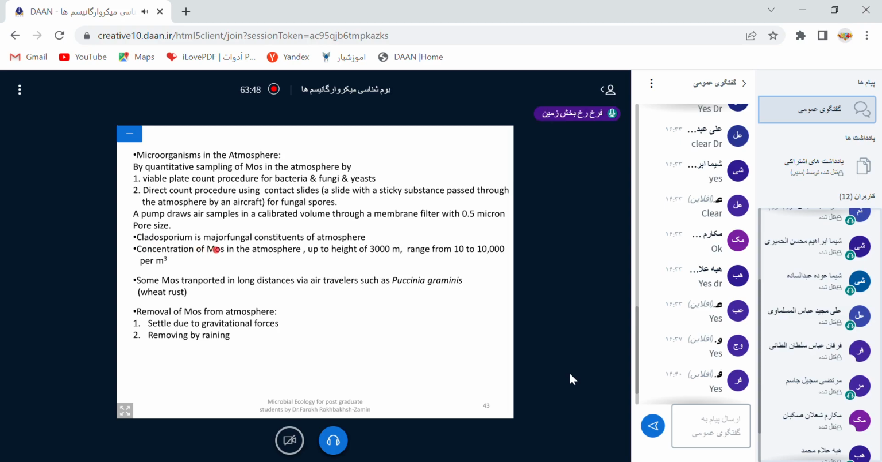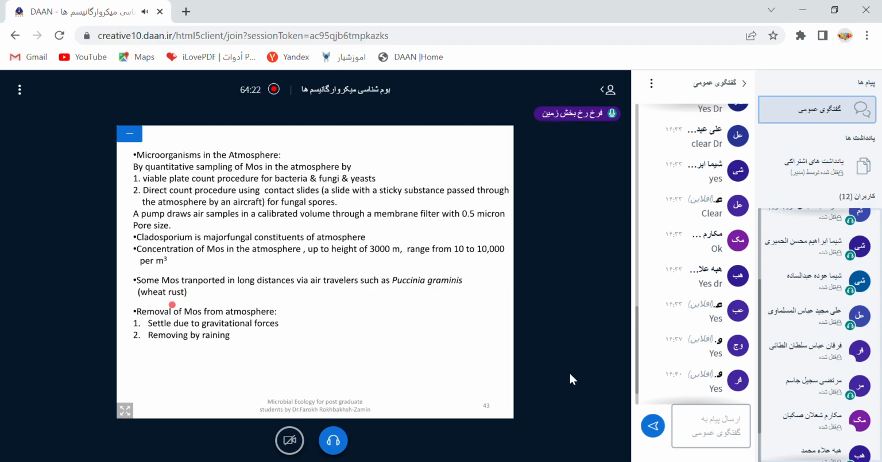Cladosporium is a major fungal constituent of the atmosphere. The concentration of microorganisms in the atmosphere up to a height of 3,000 meters ranges from 10 to 10,000 per cubic meter. Some microorganisms are transported long distances by air, such as Puccinia graminis, which causes rust.